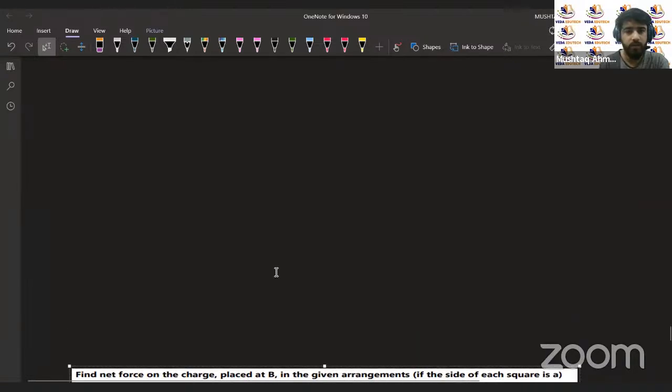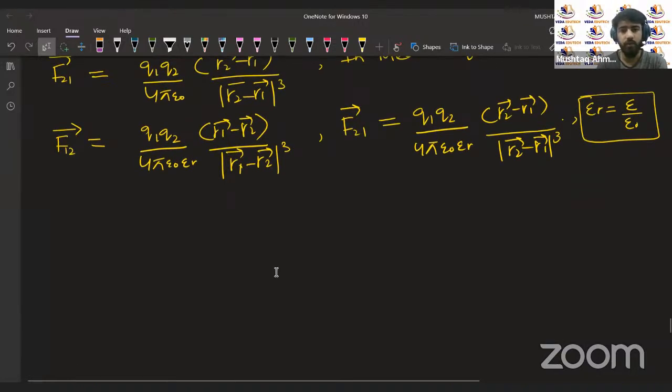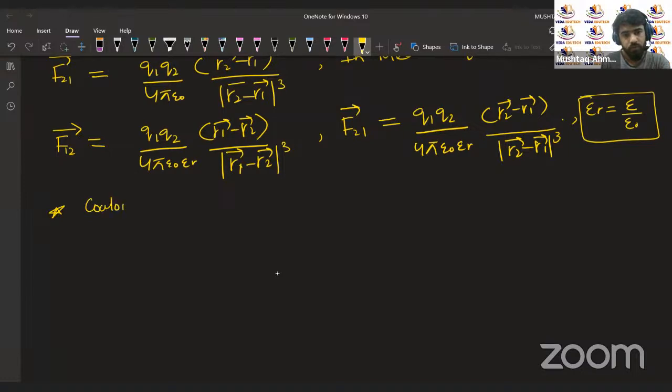Now let's discuss what happens if there are more than two charges in a space or in some medium, and how the forces between the n number of charges vary. One important point is that Coulomb's force does not change upon the presence of any other charge in a medium. Or you can say Coulomb's law does not change upon the presence of any other charge in a medium.